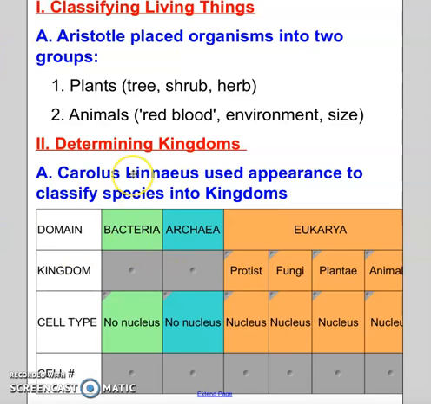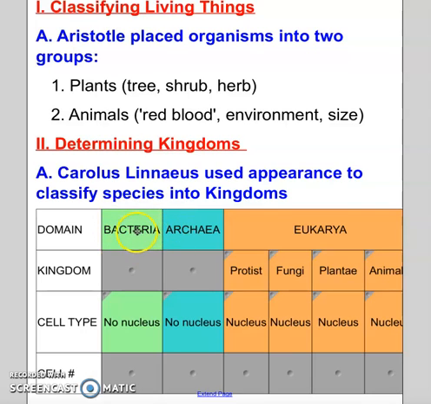Carolus Linnaeus was a Swedish botanist. Oh, I guess he was, but he was really into animals and plants, and he started to classify species into kingdoms. So I want to talk about the levels of organization. These big 3 up here are domains: bacteria, archaea, eukarya.